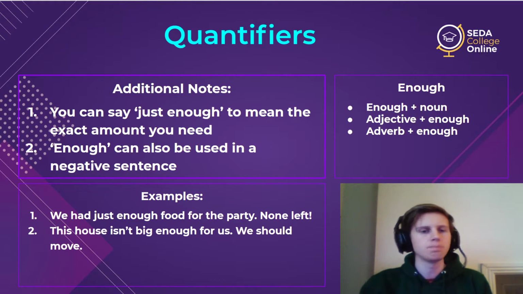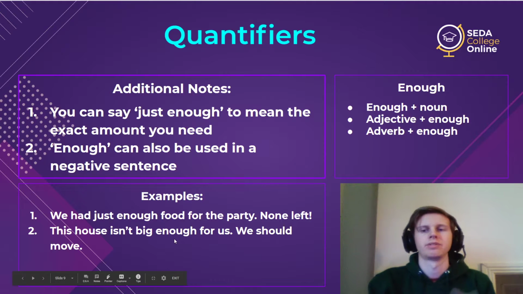This house isn't big enough for us. We should move. So this is an example of a negative sentence. This house isn't big enough, and an adjective. So we have the adjective big, so I use enough after the adjective.